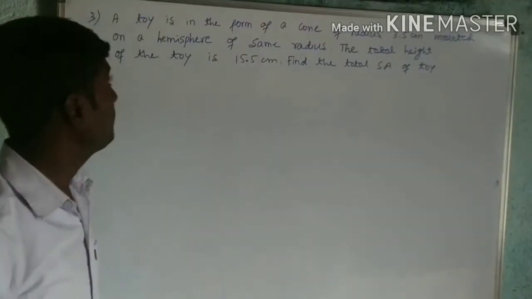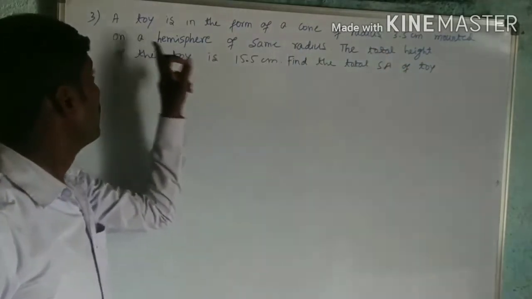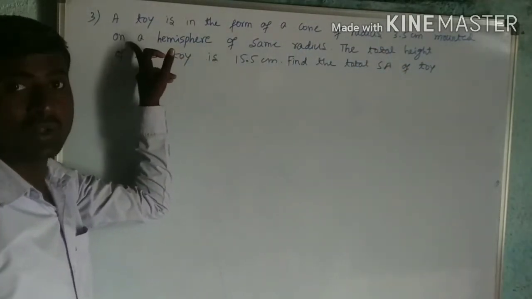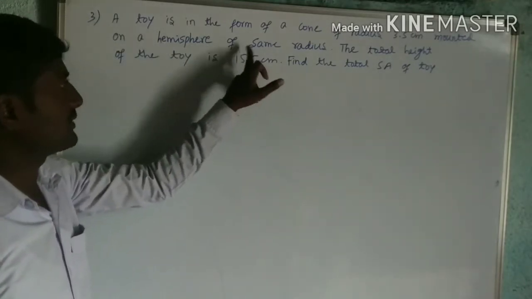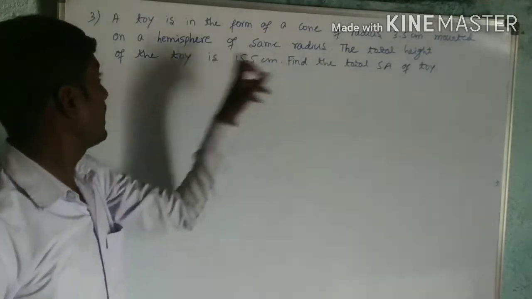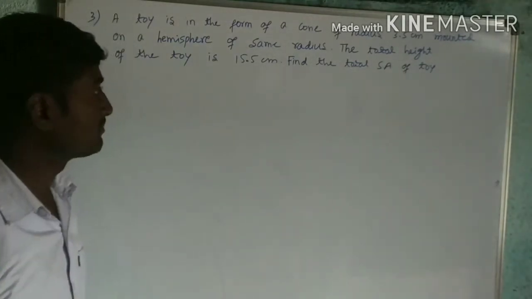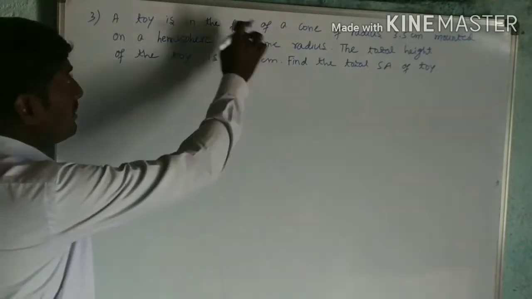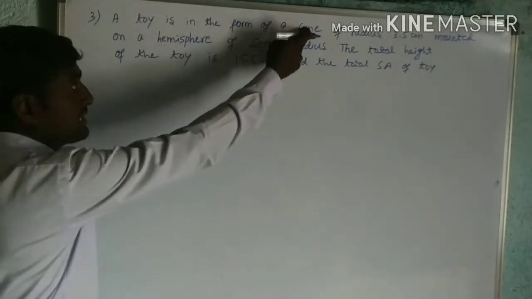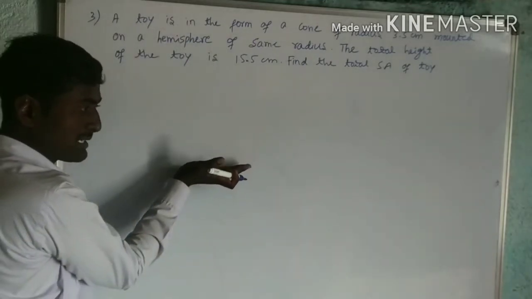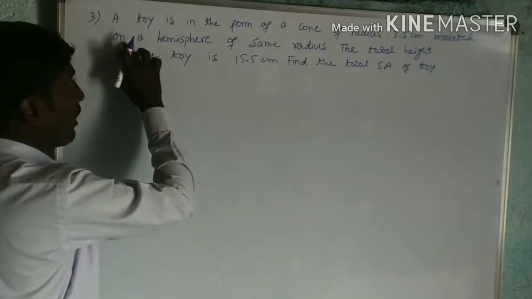Now the third question. A toy is in the form of a cone of radius 3.5 centimeter mounted on a hemisphere. Here we use the word on; in the last problem, the word we used was by. On a hemisphere of the same radius. The total height of the toy is 15.5 centimeter. Find the total surface area of the toy. So here the cone is mounted on the hemisphere, which means the downside is hemisphere and the upside is cone.